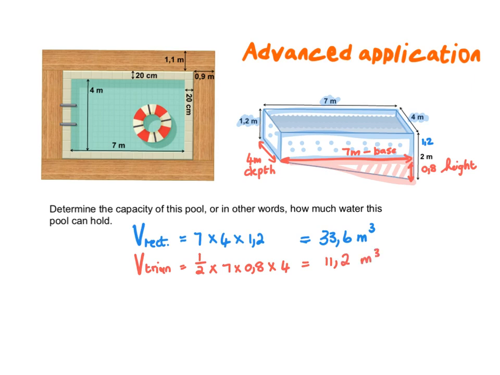So now that I have the triangular prism and the rectangular prism together, I can calculate the total volume, which in this case will be 44.8 meters cubed. For this question, they did not ask me to convert it to liters, but if you had to convert it to liters, you would have to multiply it by 1,000. So this will be 44,800 liters. Or you can go to kiloliters, which would just be 44.8 kiloliters.